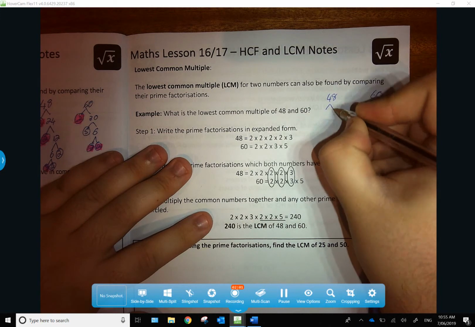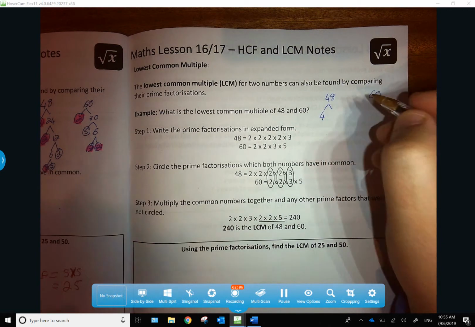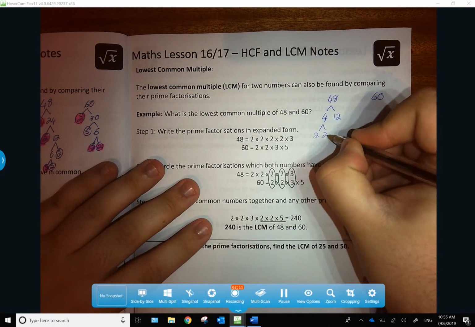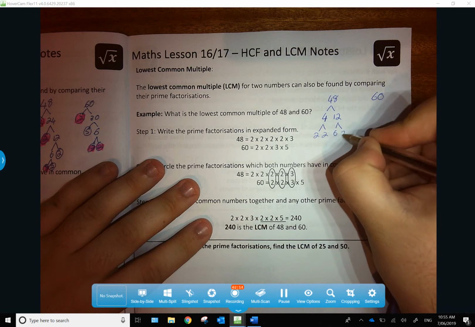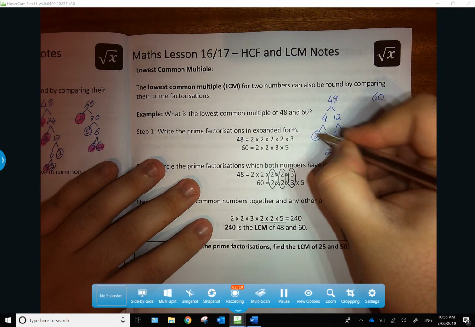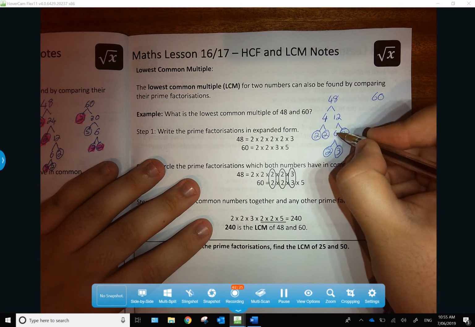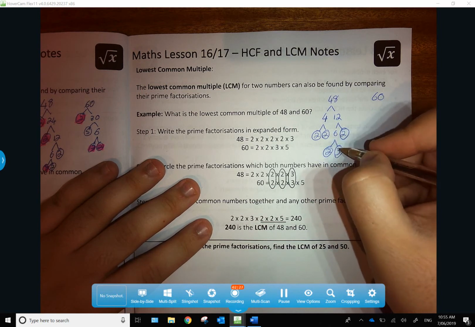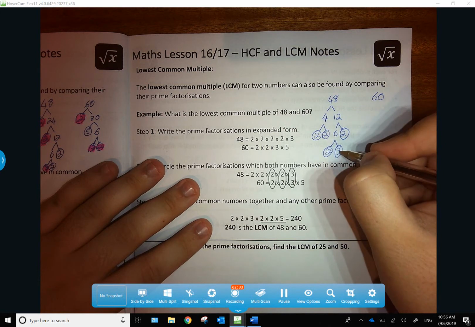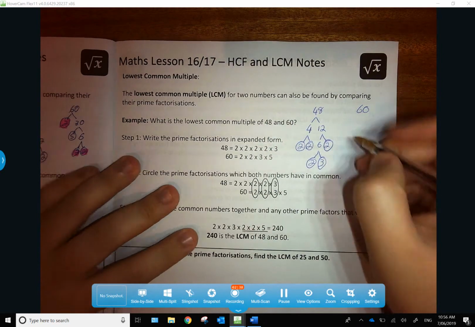Okay, so 48. I can break that up into, let's say, 4 and 12. Then I could break that up into 2 and 2. I could break 12 up into 6 and 2, which the 6 I can break up into 2 and 3. And all of these numbers that I'm left with are all prime. That 6 is not prime, so that still got split up. So 48 is 2 times 2 times 2 times 2 times 3. Okay. So there's four 2's and one 3. So that's all good.